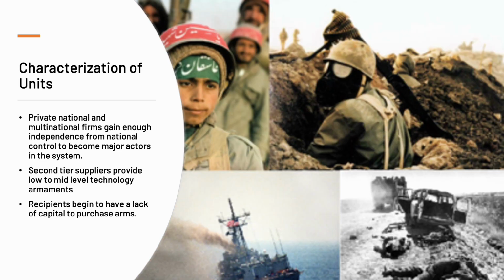What were the characteristics of the units at this particular time? Private national, multinational firms have gained enough independence from national control to become major actors in the systems themselves. You're now beginning to see private companies, although I'm beginning to get out ahead of myself here, and I don't want you guys to get confused. Although governments have the ultimate say on where the private companies within their state can transfer arms to, private companies are beginning to understand that they can market out themselves.